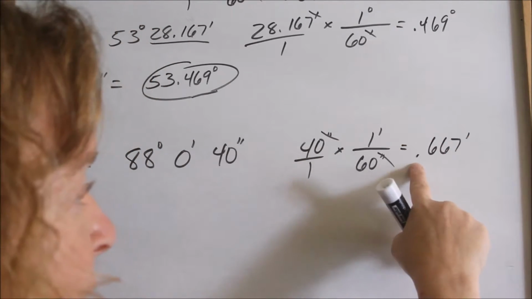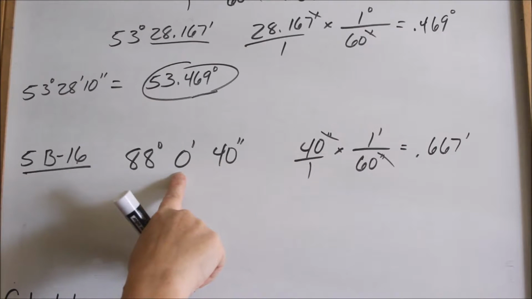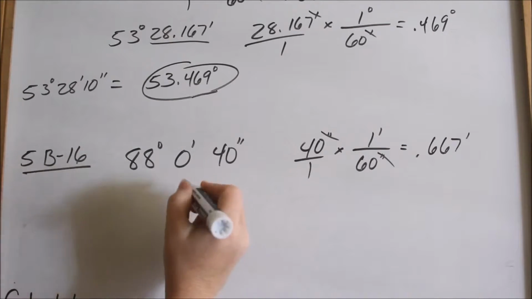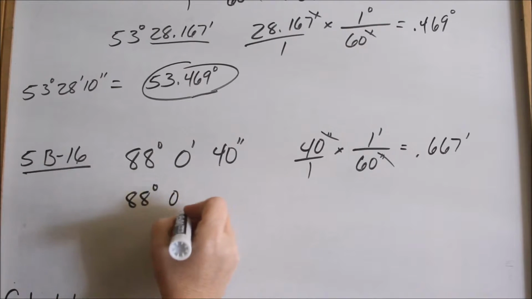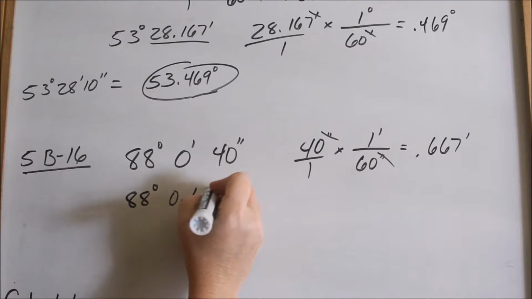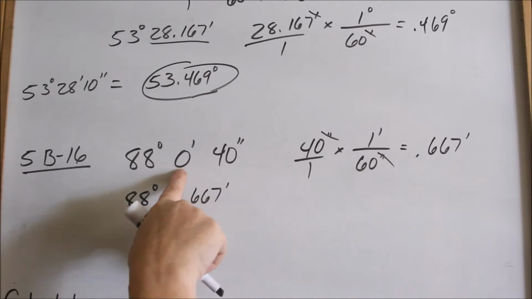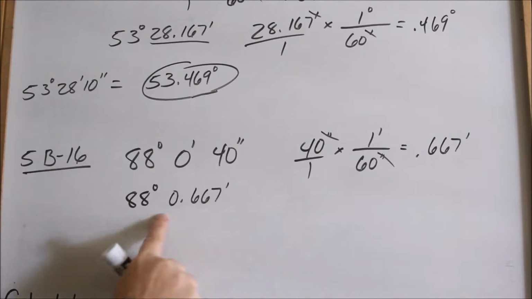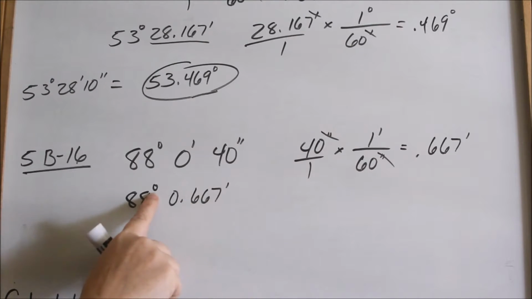Now I can take my fraction of my minutes and add it to the minutes that I have here. Okay, I don't have any minutes here, but I'm still going to call that. So I still have 88 degrees and then 0 minutes and 0.667 minutes. I didn't have any minutes to add this to, so it's just still 0.667 minutes. Now I need to take this, my minutes portion, and convert it into degrees.